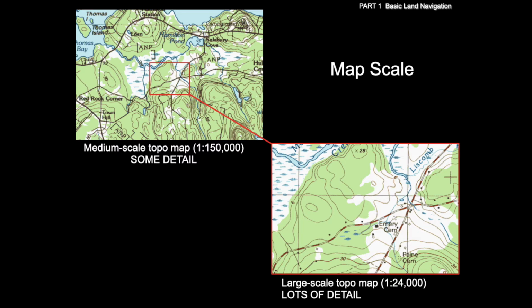So this is the medium scale topo map, the 1 over 150,000. It's basically some detail. You'll be able to navigate with it, but you'll miss a lot of detail, may get lost because of that. Bottom right, you've got your large scale topo map, 1 over 24,000. That's lots of detail. So you'll be able to see every nook and cranny. You can kind of follow on the map as you drop down the side of a hill and you pick up a swamp as shown.